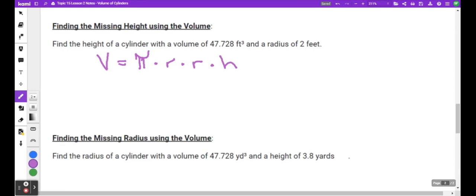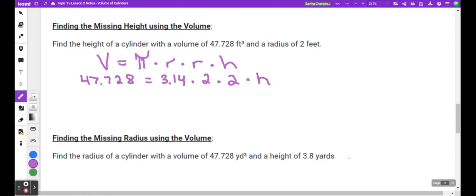In this case, do I know the volume? And the answer to that question is yes. I know that the volume is 47.728. So we can replace the V with that number. Do I know the value of pi? I do. We know that pi is 3.14. And we're going to multiply that pi by the radius. And in this case, we do know that the radius is 2 feet. So we can replace the r with 2. We're going to multiply that by the radius again, so we can place a 2 in there again. And then we're going to multiply that by the height, which is our missing piece. So we're going to leave that as h.